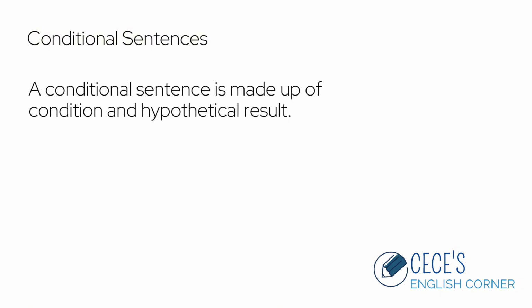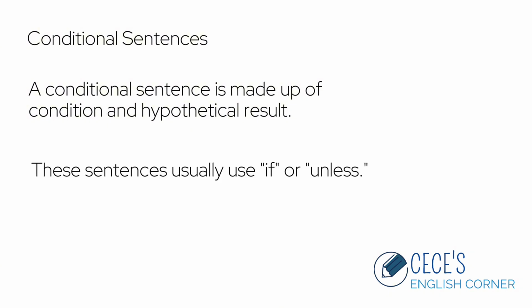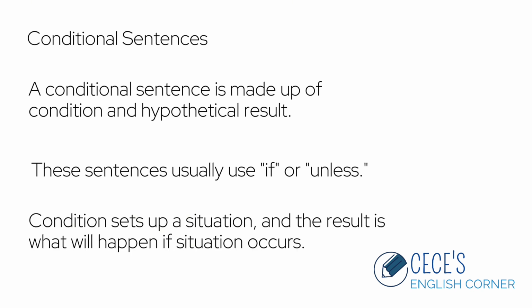As an aside, a conditional sentence is made up of 2 parts. It is made up of a condition and a result. The condition part of the sentence usually uses the word if or unless. The condition sets up a situation, and the result tells us what will happen if that situation occurs.